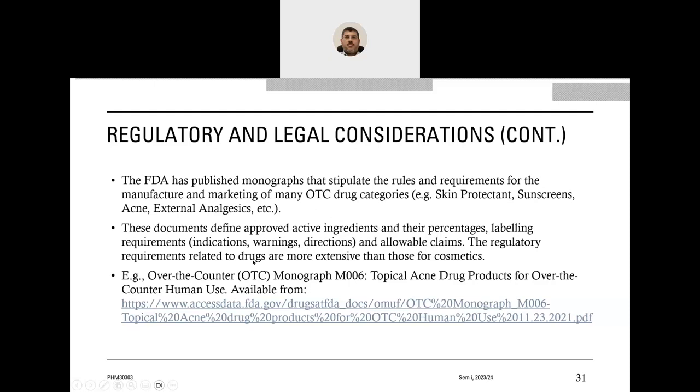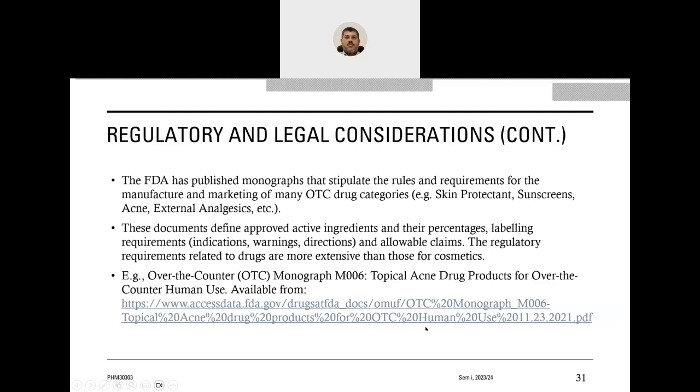Of course, for those related to drugs, they are more extensive compared to those required for cosmetics. You can refer to this link and see what the guideline looks like. So this is a monograph for topical acne drug products for over-the-counter human use. You can refer to this guideline and see the instructions or recommendations in this document.